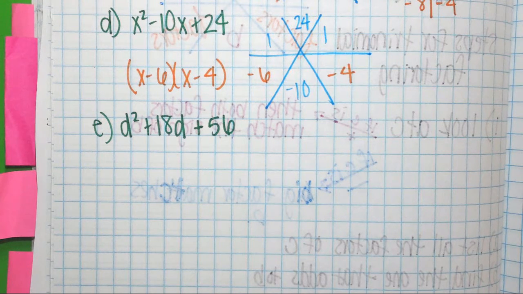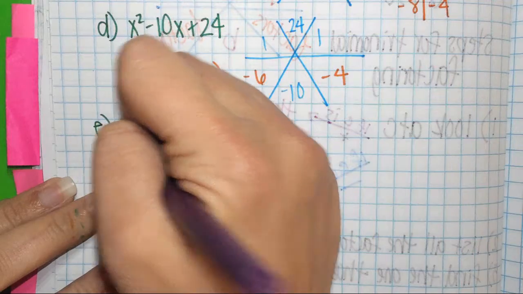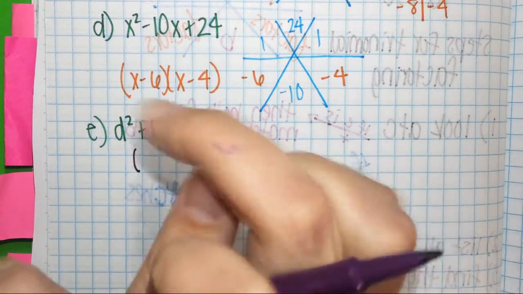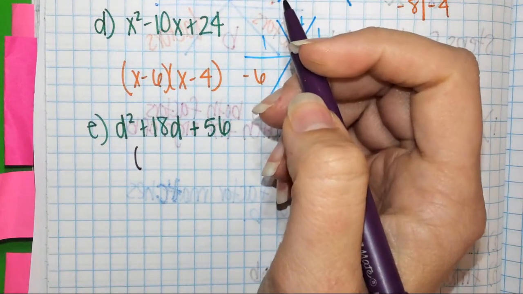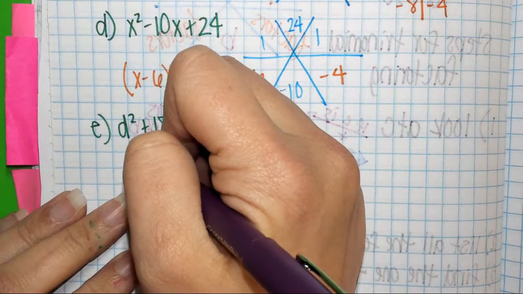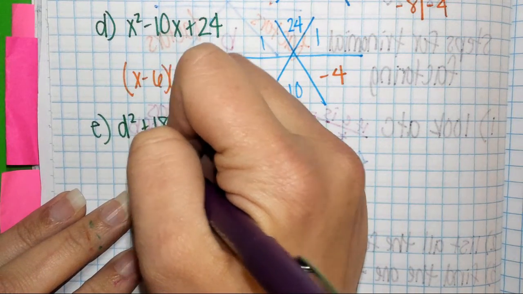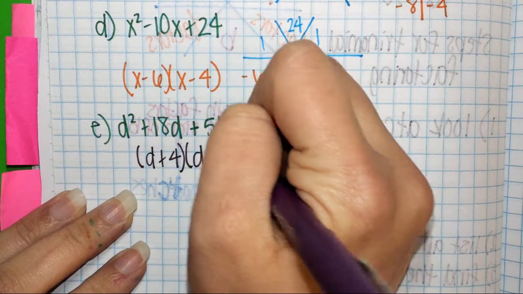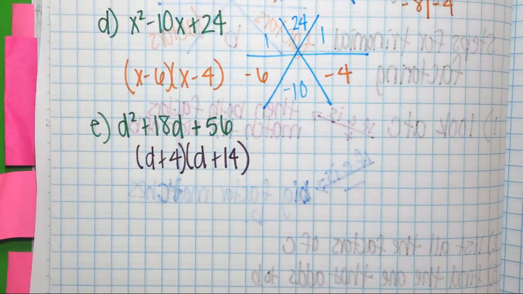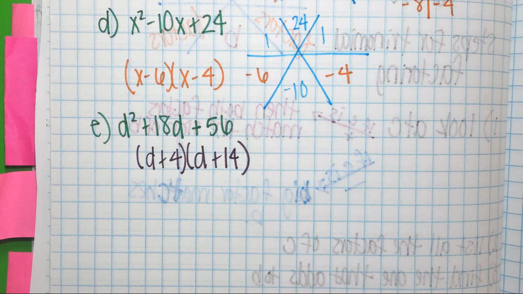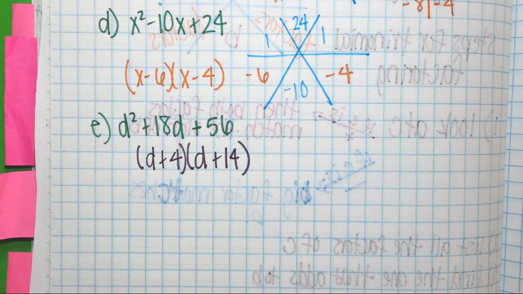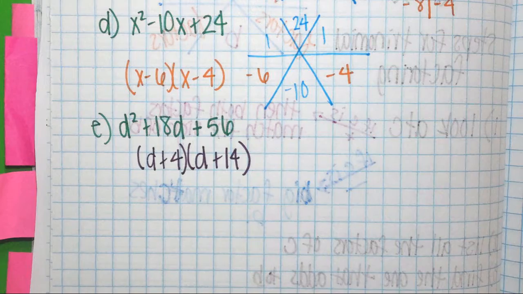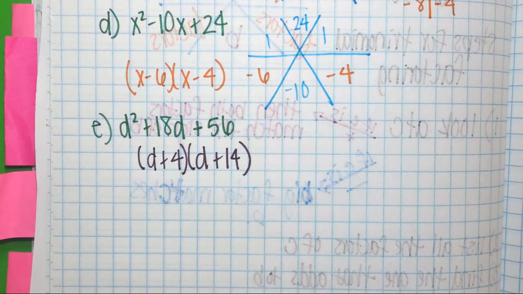Tell me what goes in my parentheses. Alright, Bronson's telling us the answer. The answer is parentheses x plus 4 and parentheses x plus 14. Good. Or we could use D since the problem is D, right? Yes. Very good job. I told you I got it. I didn't doubt you.